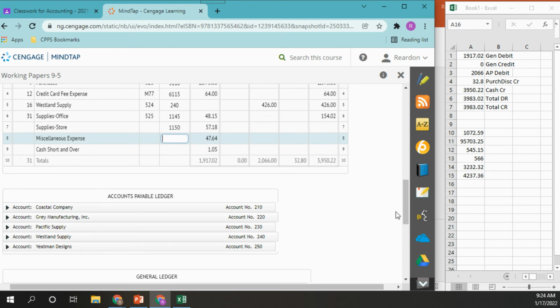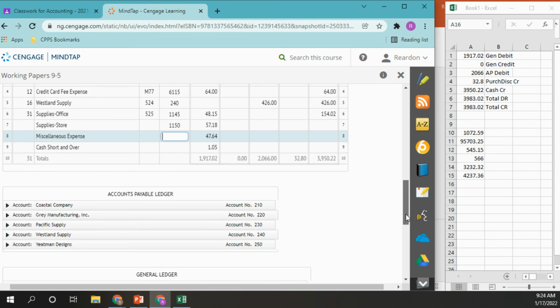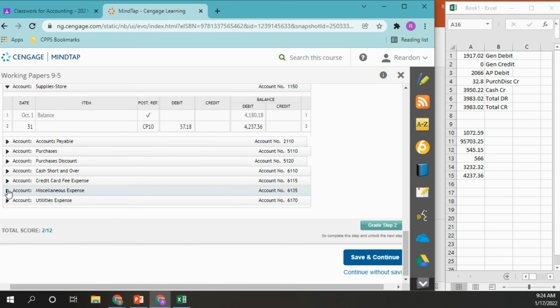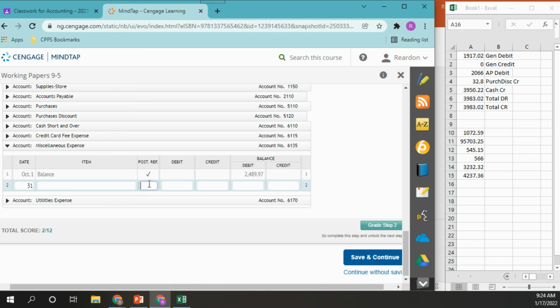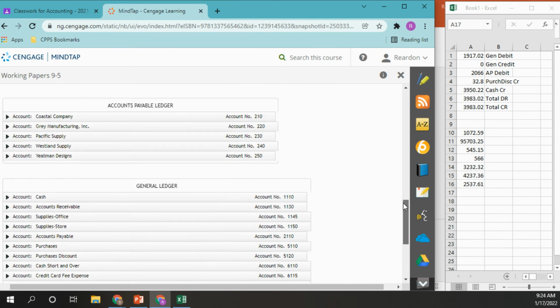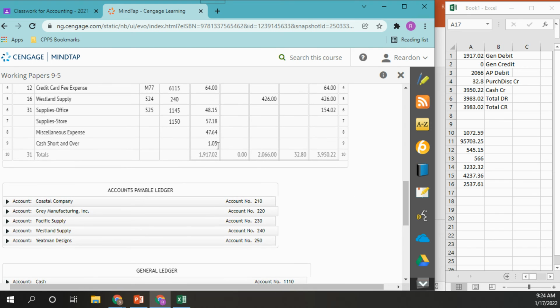Miscellaneous expense 4764. 4764. Cash payment 10, 47.64. Previous balance was 2489.97 plus 47.64 equals 2537.61. Account number 6135. I said there's a lot of tedium here.